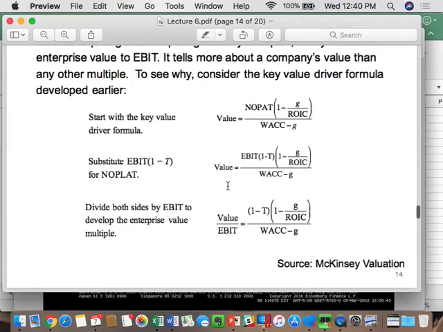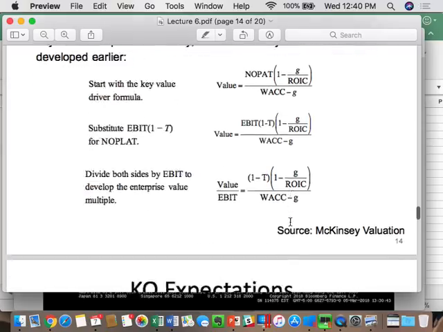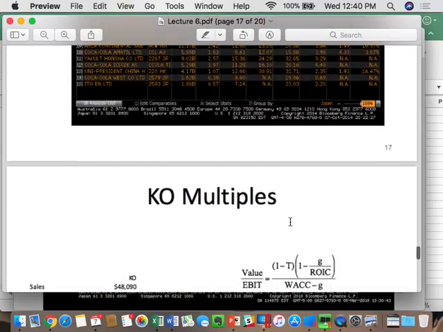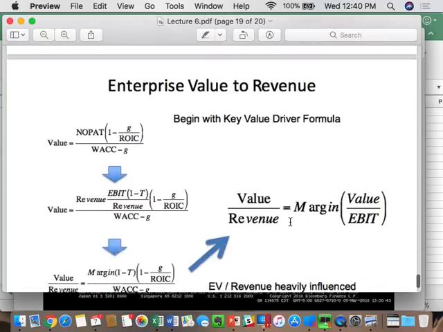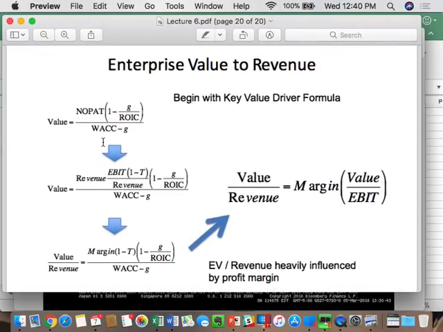Pulling forward into an upcoming lecture note that you don't have yet, this is one of the slides, which starts out with key value drivers and rearranges the math, just algebra, and you get to an enterprise value to EBIT multiple. This is the formula for estimating enterprise value to EBIT. Then we show the derivation, taking the key value driver formula and rearranging the math algebraically to get to the enterprise value to revenue, or enterprise value to sales, multiple.